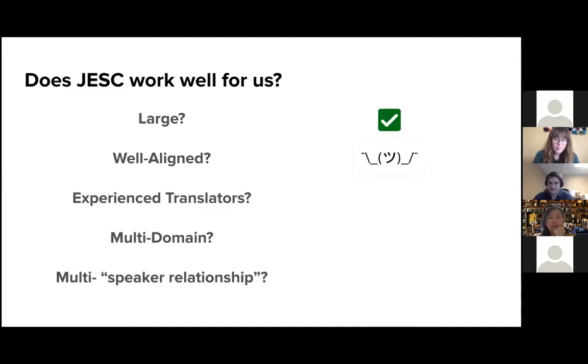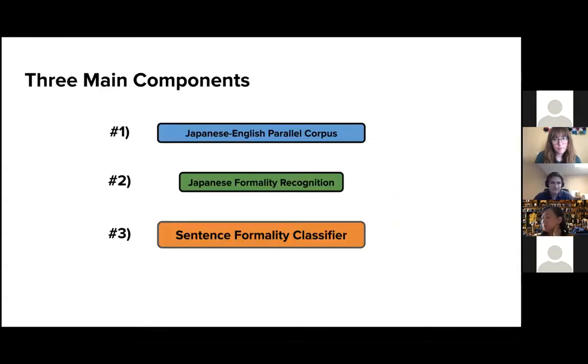The biggest issue with JESC is actually the lack of experienced translators. Since these are fan translations, they tend to take a lot more liberty with their translations, and we'll see that later on. It definitely does cover a lot of domains, and it definitely has a lot of different speakers because we're talking about TV shows, and there's a lot of different characters. Okay, so the second component is the formality recognition classifier.